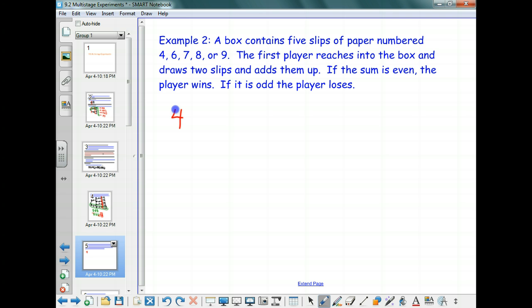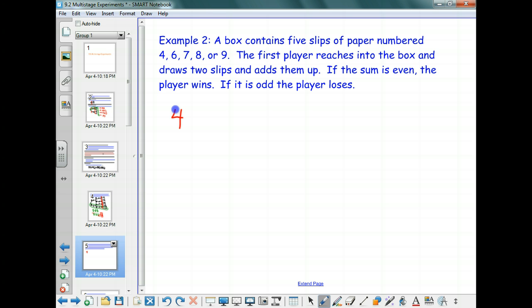So if I draw a 4 out and I hold on to it, and then I draw another slip out, I can't draw out another 4. Does that make sense? That's in essence what's going on here. They're reaching in and drawing out 2 slips at the same time, so you can't get 2 4s if there aren't 2 4s in there. Is that okay? All right.